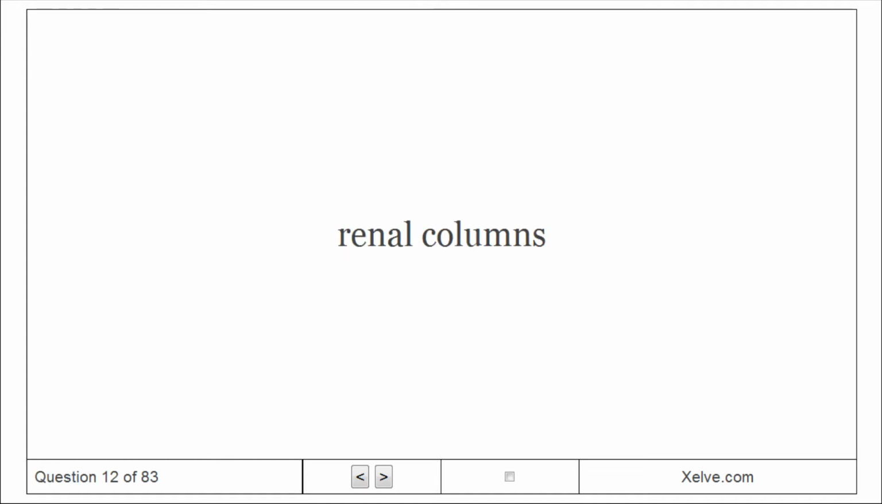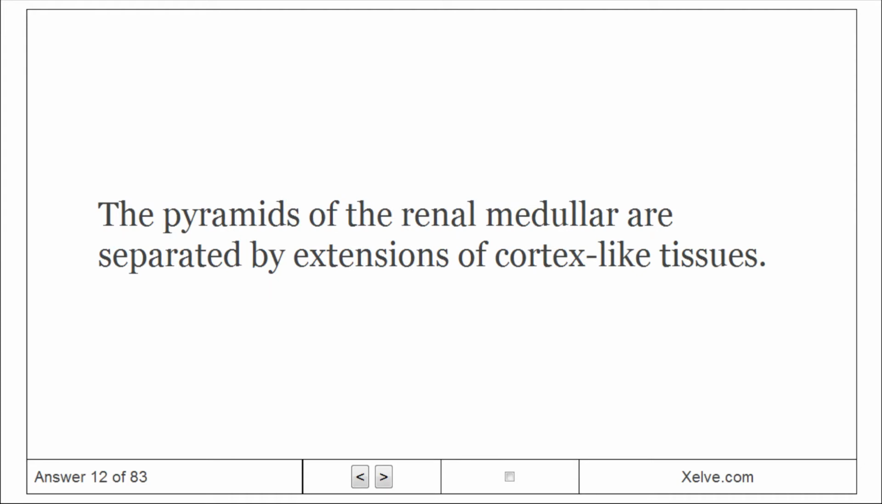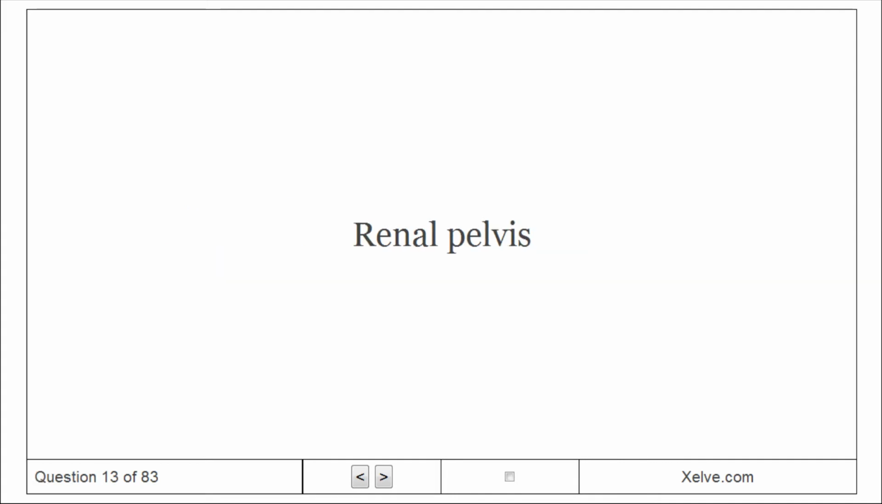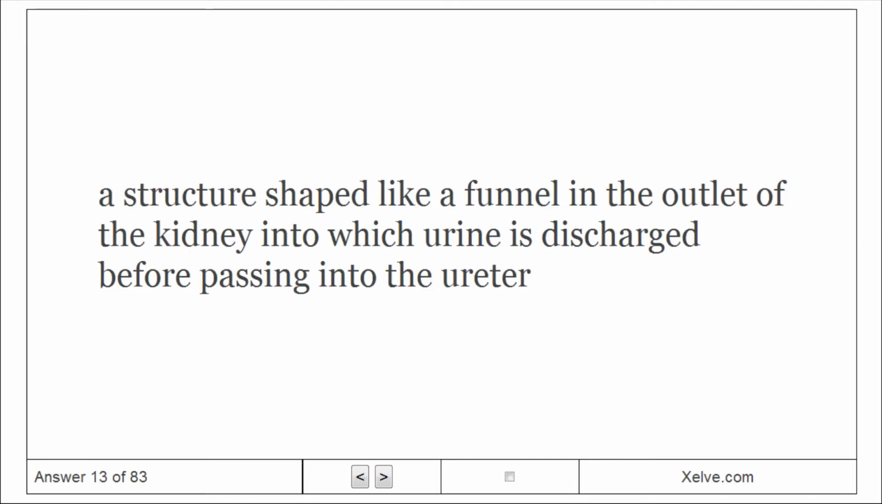Renal columns. The pyramids of the renal medulla are separated by extensions of cortex-like tissues. Renal pelvis. A structure shaped like a funnel in the outlet of the kidney into which urine is discharged before passing into the ureter.